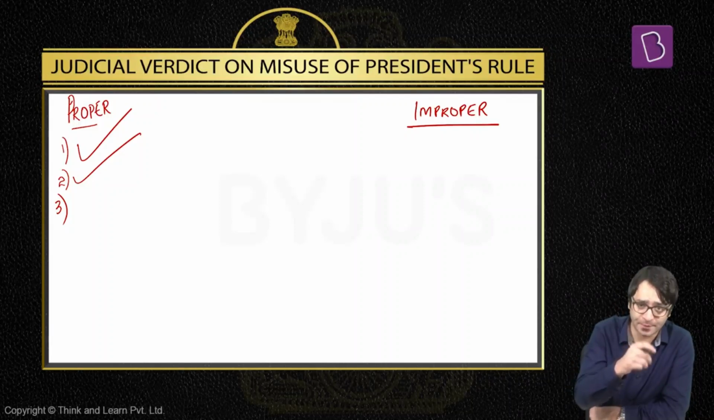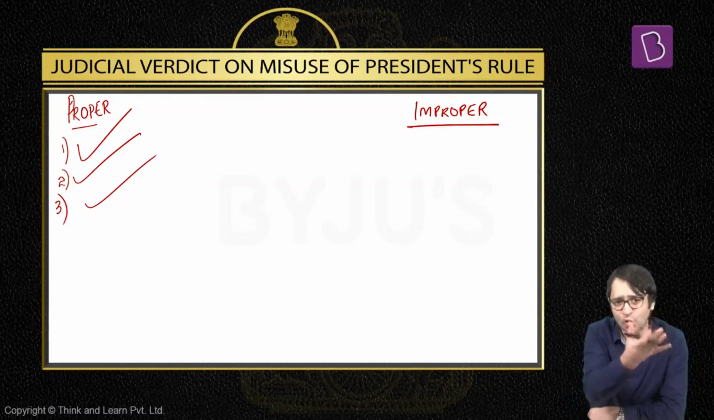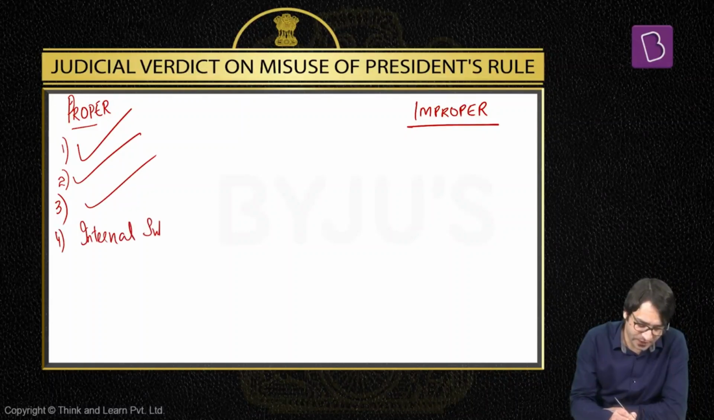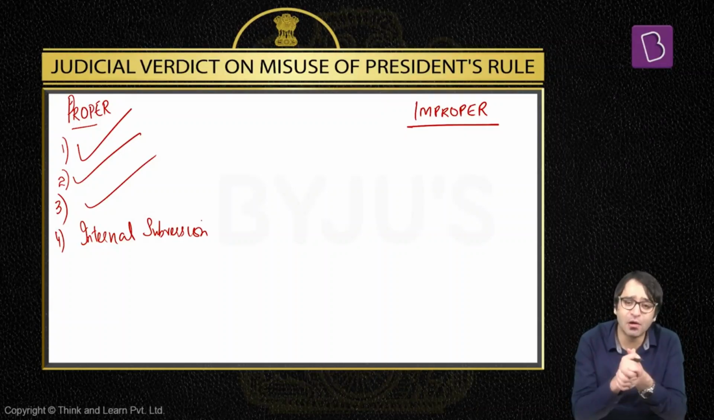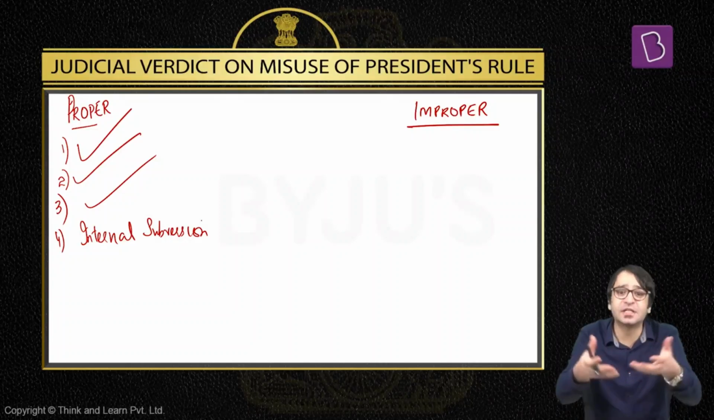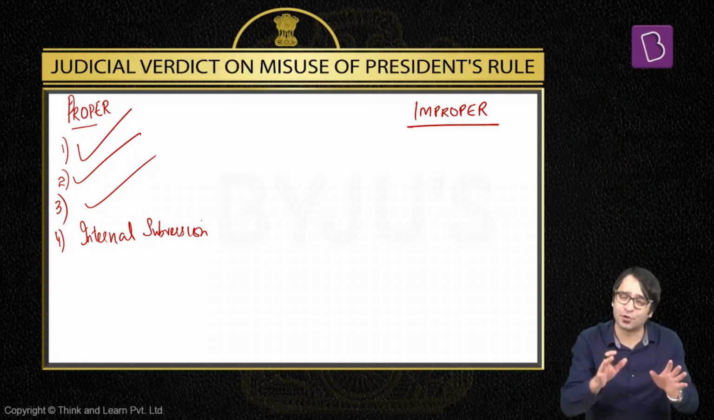A directive is issued by the center to the state: please implement CAA. And if this directive is not abided by the state, it's a fit case of President's rule. Impose President's rule in that state. Another fit case: internal subversion. What is internal subversion? The government itself is violating the constitution. The government itself of a state is violating the laws. The government is instigating people to commit riots. That can also happen. Instigating people against the center. This is breakdown of constitutional machinery, impose President's rule.